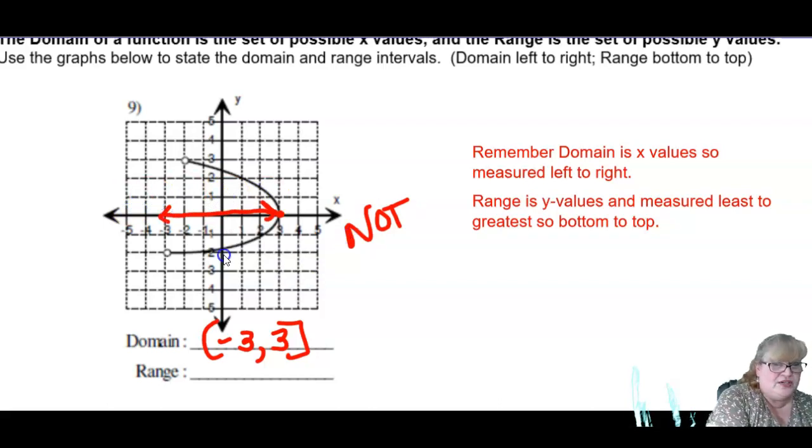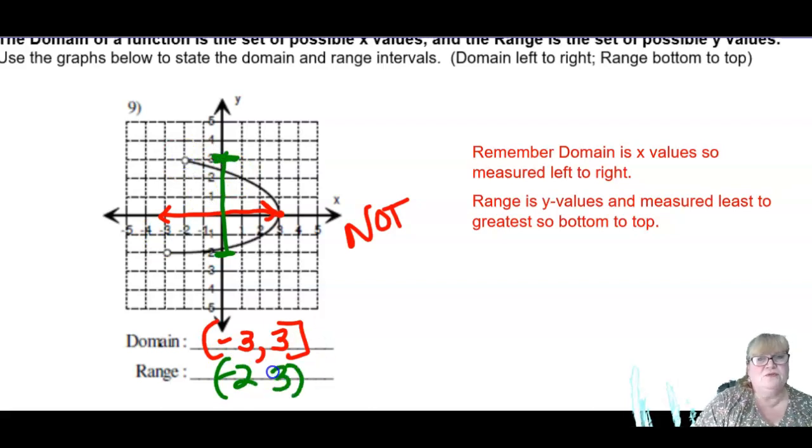The range is bottom to top along the y-axis. The lowest y value was at -2, and it had an open circle. And the highest y value is at +3, and that has an open circle as well. All right, I have a few more examples at the end of the slides that I will do, so check those out in the notes.